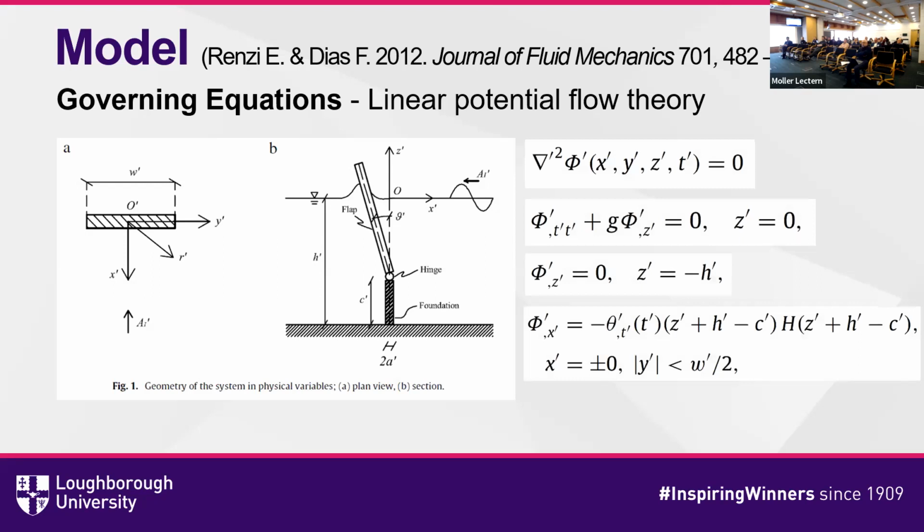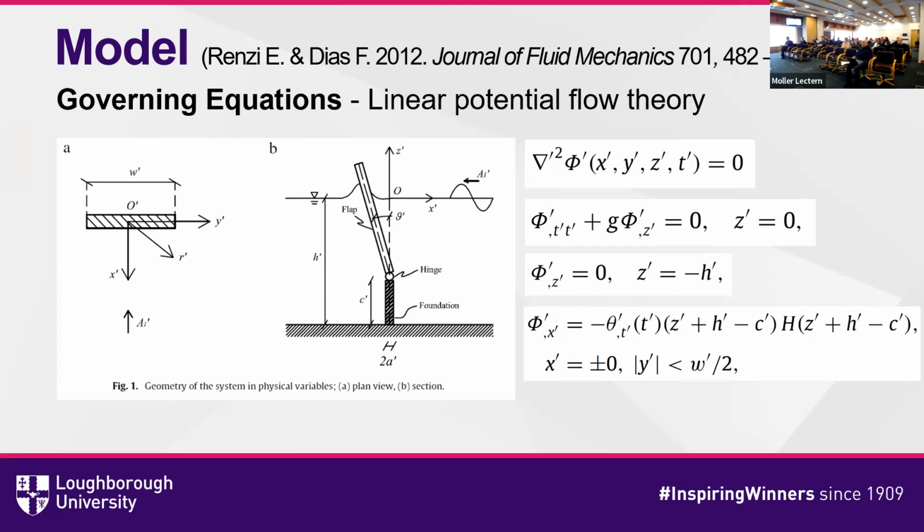And in linear potential flow theory, this means that we have a velocity potential, which satisfies the Laplace equation in the fluid domain, plus a kinematic and dynamic boundary condition on the free surface, and a flux condition on the seabed. So we are considering that the seabed is flat and is impermeable to water. And then the most challenging condition is the kinematic condition on the flap, which says that the normal component of the velocity field on the flap has to be equal to the normal velocity of the flap itself along the x-axis.